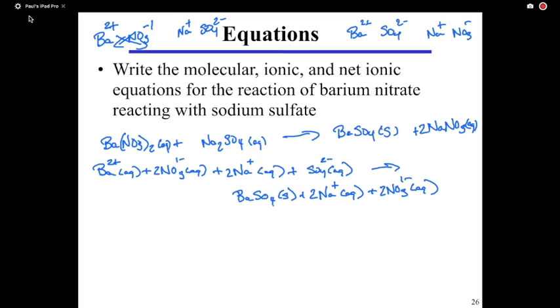Alrighty. Which are the spectator ions? Which look exactly the same on the reactants and the product side? Sodium. 2 sodiums aqueous, 2 sodiums aqueous. Anything else? What is it? 2 nitrates? 2 nitrates. Anything else?